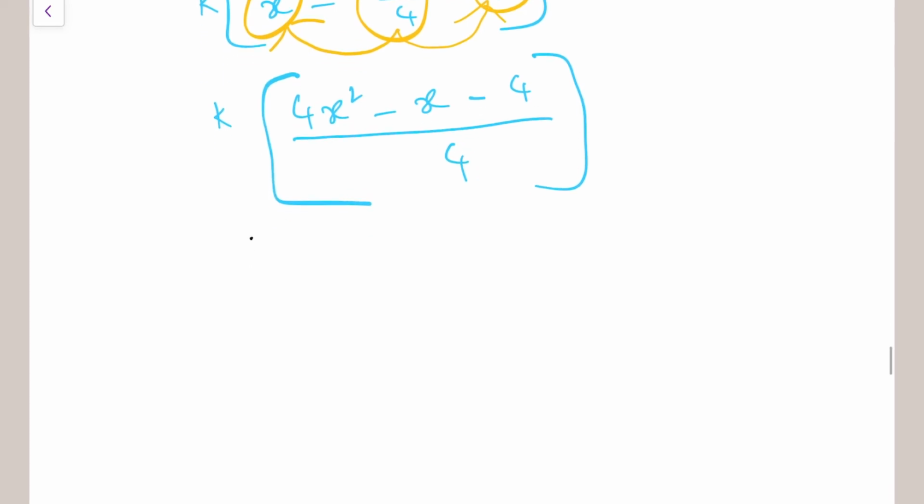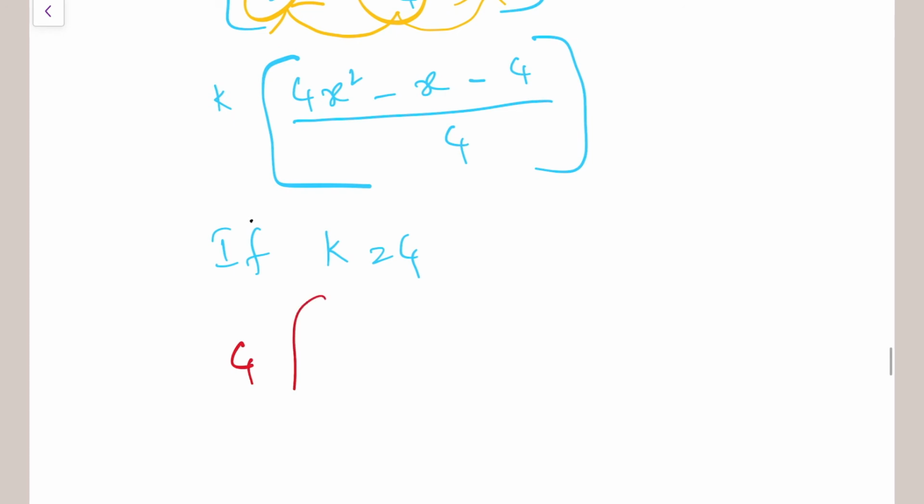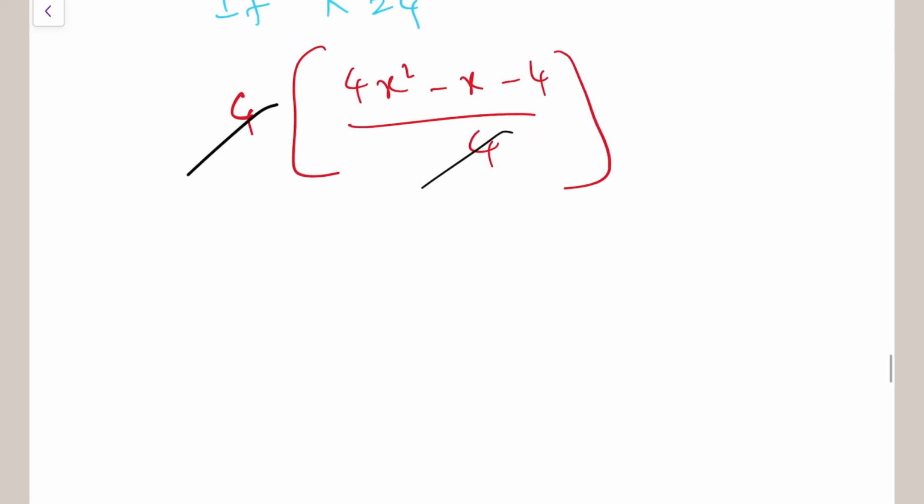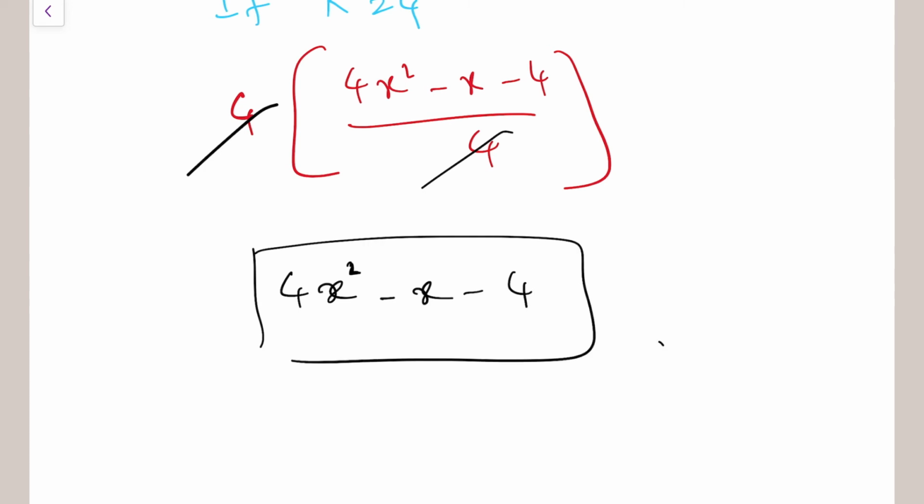Now observe, in the denominator 4 is there, right? So to remove that 4 we have to work with this k now. Take k equals 4. Whatever number is in the denominator, that number we will allocate for the k value. So what will it become then? 4 times 4x square minus x minus 4 divided by 4. Here 4 and 4 will get cancelled. Then finally we remain with 4x square minus x minus 4. This is the required quadratic polynomial.